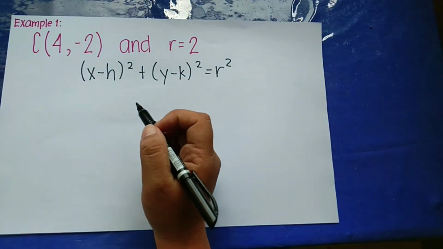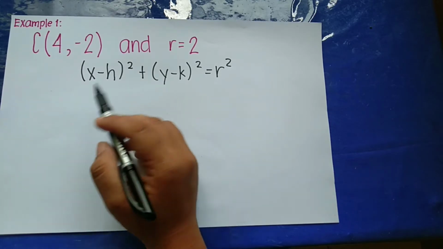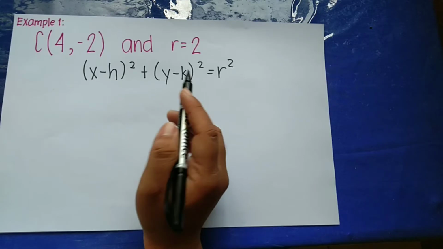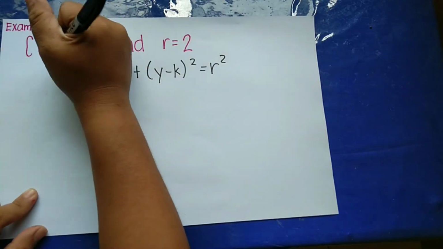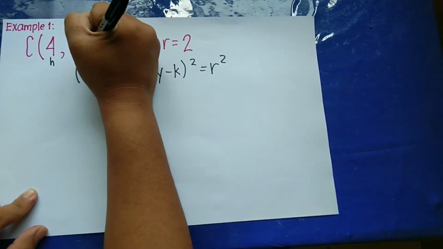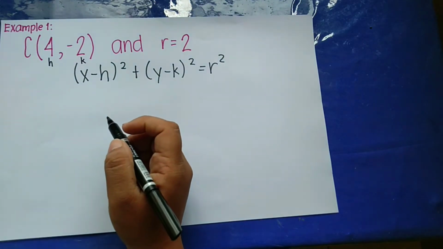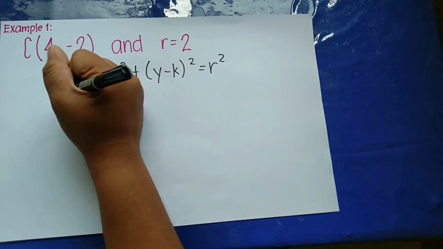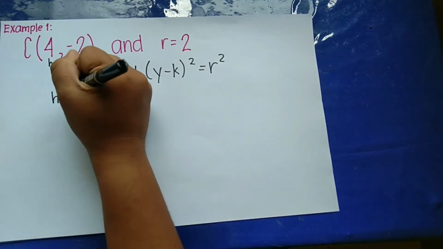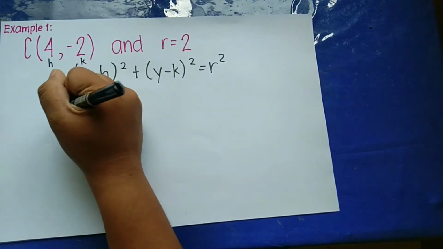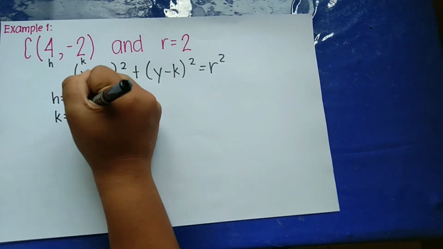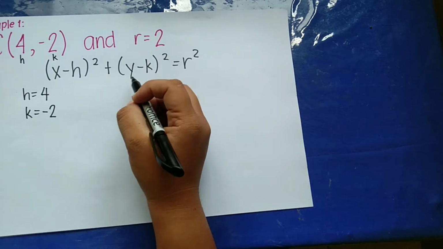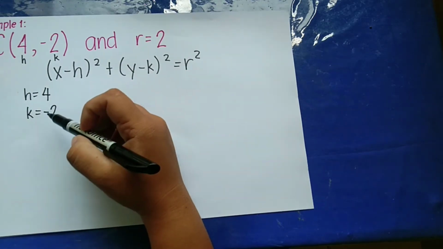Since the center is at (h, k), this is our standard form of the equation. So this is our h and this is our k. We will just substitute it to our given equation. So our h is equal to 4 and our k is equal to -2. Given that this is our standard form, we will just substitute the values.